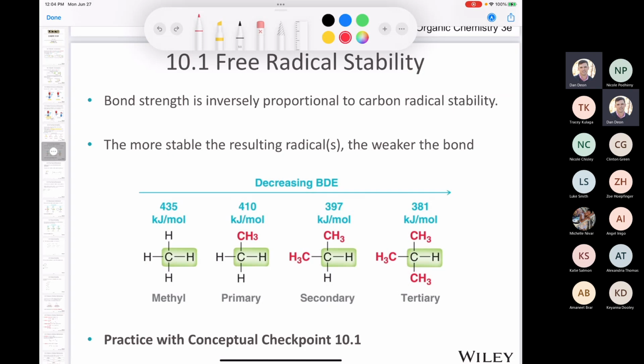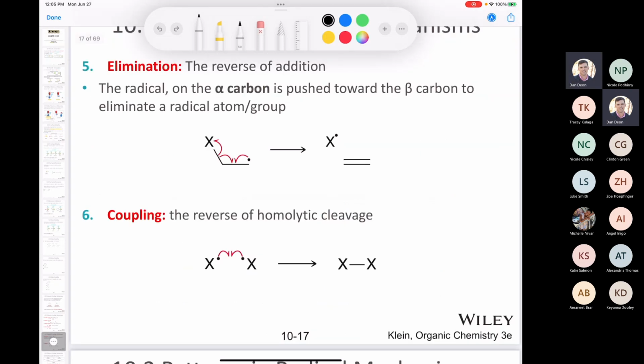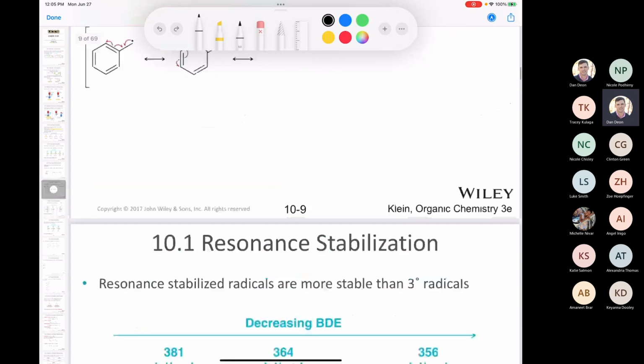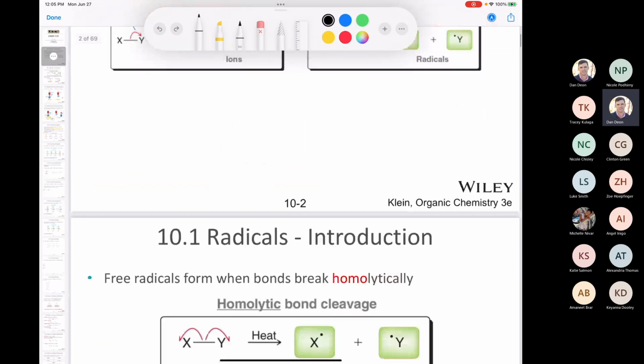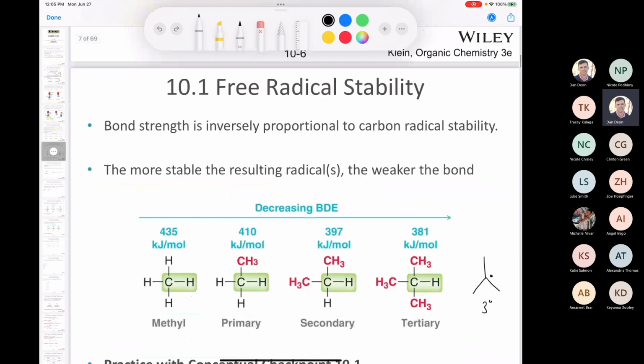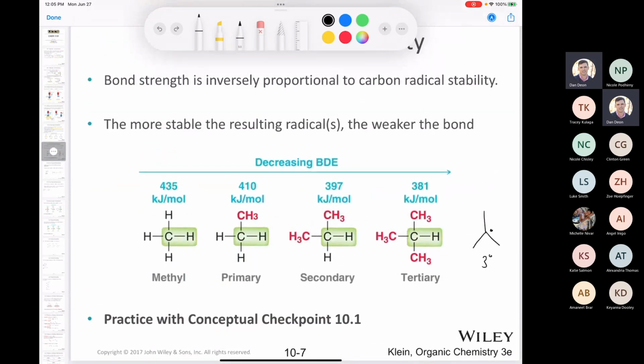If we look at just a couple of examples here, if you were to break this bond between this carbon and this hydrogen, you would end up with a tertiary radical. I'm just going to draw the bond line structure. You'd end up with a tertiary radical. Well, it makes sense that this bond is only 380 kilojoules per mole compared to this carbon-hydrogen bond, which is 435 kilojoules per mole. Why? Because when you break this bond, you end up with, son of a gun, a methyl radical.